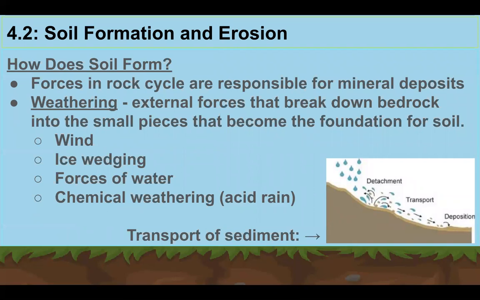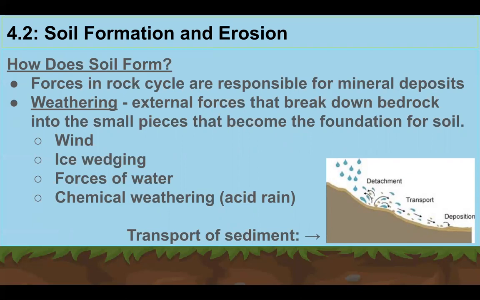So there are a few cycles that are going to be important in the formation of soil. What we just talked about was the formation of rock. Soil is kind of going to be the breakdown of rocks. Weathering is probably one of the most important processes here.